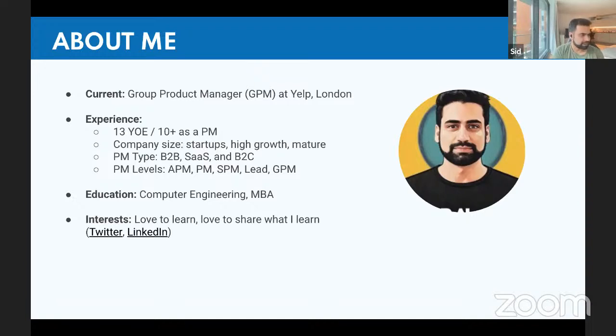I have about 10 years experience as a PM, almost 13 in total. I've worked in different types of companies, started with startups, worked with high growth companies like Zomato, was with Snapdeal for a while when they were growing at a very fast pace, and also had a startup of my own somewhere in between. From an education perspective, I'm a computer engineer. I also have an MBA, and I graduated in 2014, and since then I've been into product management.